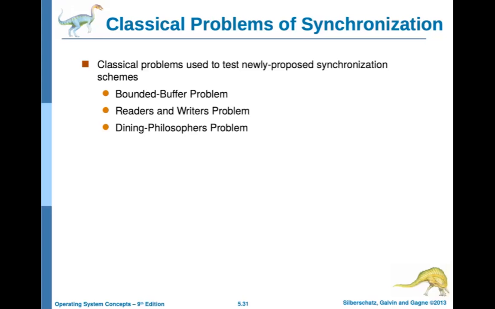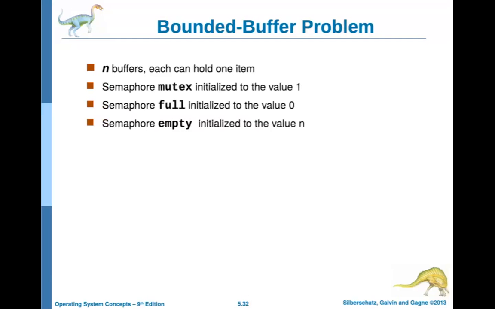The classical problems. Three problems we'll be discussing. One is the bounded buffer producer consumer problem. Second one is readers and writers problem. And third one is dining philosophers problem. Three problems I just mentioned in unit number 1, I guess. But now in this, we'll discuss the problem and the solution for that. Right? So let us start with the first one, bounded buffer producer consumer problem.